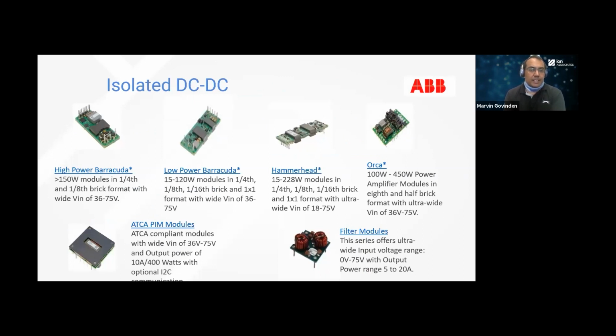On this slide, we can see different types of products that we have. We have products that supply power over 150 watt modules in certain small sizes, quarter brick and eighth brick. As I mentioned, usually you have maybe 48 volts coming into certain racks, and 36 volts to 75 volts falls well within that range. We have low power, 15 watts to 120 watts in certain sizes. We have 15 to 228 watt formats, 100 watts.